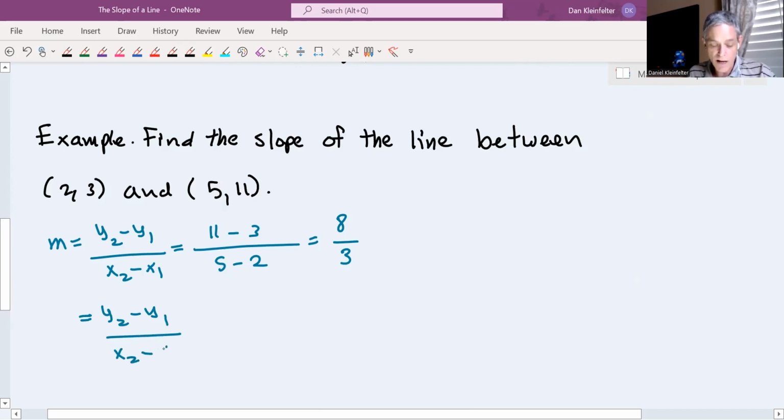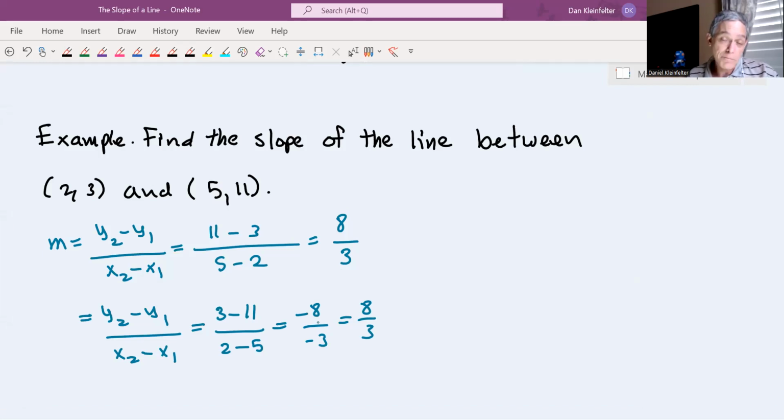So it's the change in y divided by the change in x. So now let's say I subtract the other way. Okay, 3 minus 11 on the top, and then 2 minus 5 on the bottom. 3 minus 11 is negative 8. 2 minus 5 is negative 3. And then negative 8 divided by negative 3, still 8/3. You'll notice, of course, that we get the same answer regardless of which way we do the subtraction. So it doesn't matter. You do want to make sure that you're consistent about it.